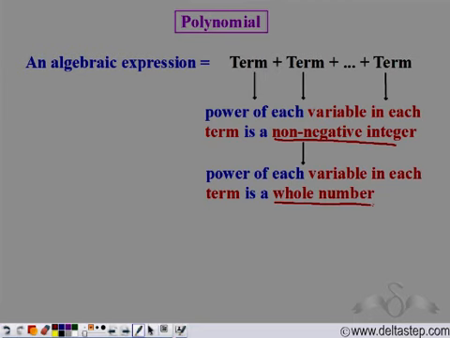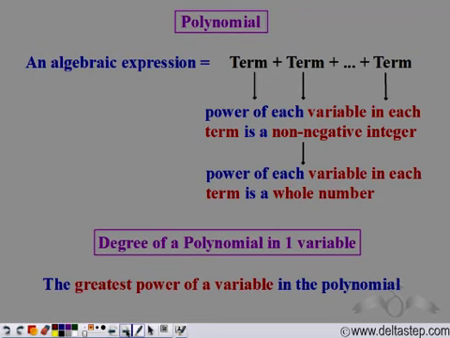So whole numbers are numbers like 0, 1, 2, 3 and so on. All the non-negative integers are whole numbers. And there is something called the degree of a polynomial. When we consider a polynomial which has just one variable, then the degree of that polynomial is the greatest power of a variable in the polynomial. So we consider each term of the polynomial and we see what is the greatest power of a variable in any term of the polynomial and call it the degree of the polynomial.